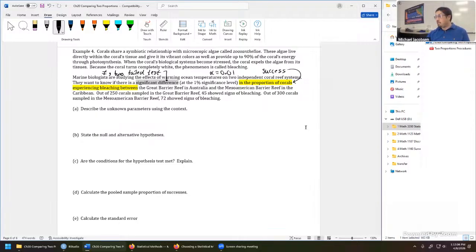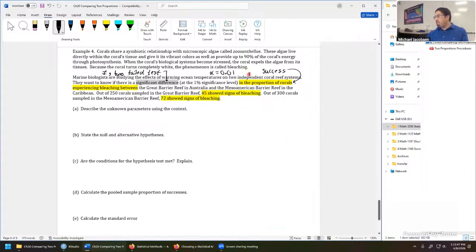The corals become bleached, and the two independent coral reef systems are going to be the Great Barrier Reef in Australia and the Mesoamerican Barrier Reef in the Caribbean. So we have two populations we're concerned with. It goes on to say, out of the 250 corals from the Great Barrier Reef, the first population, we have 45 successes. 45 showed signs of bleaching. And likewise, out of the 300 corals sampled in the Mesoamerican Barrier Reef, 72 showed sign of bleaching. So 72 successes there. So that's the readout of the problem so far.